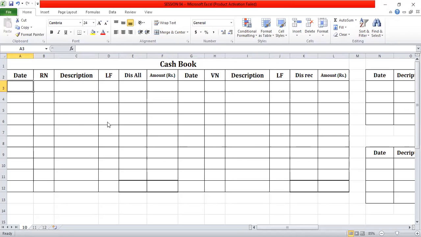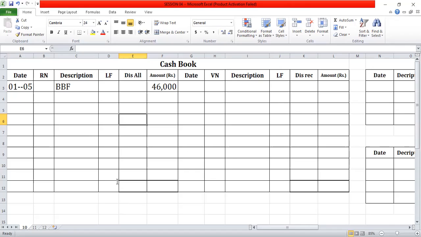The date is 1st of May. Write it down. Description, balance brought forward. Amount is 46,000. Write it down. Okay, good.